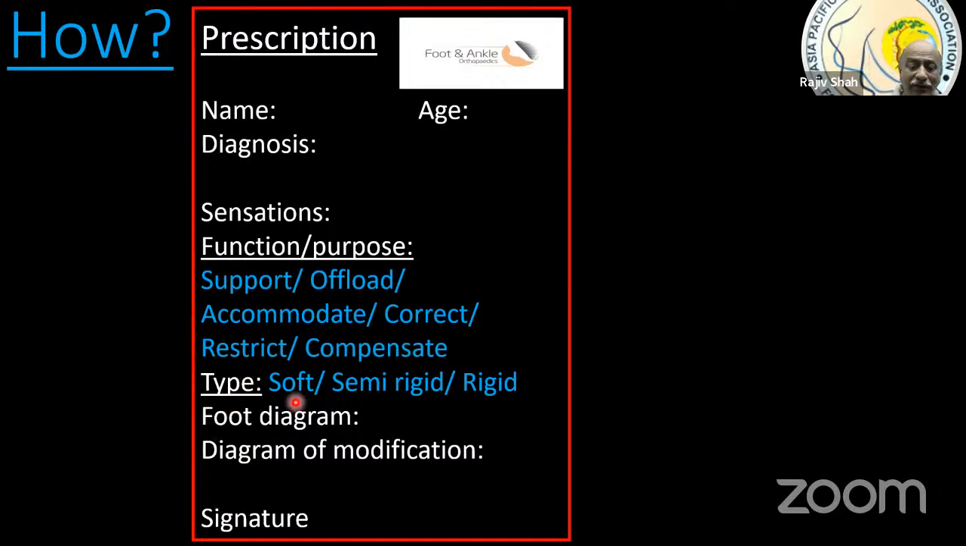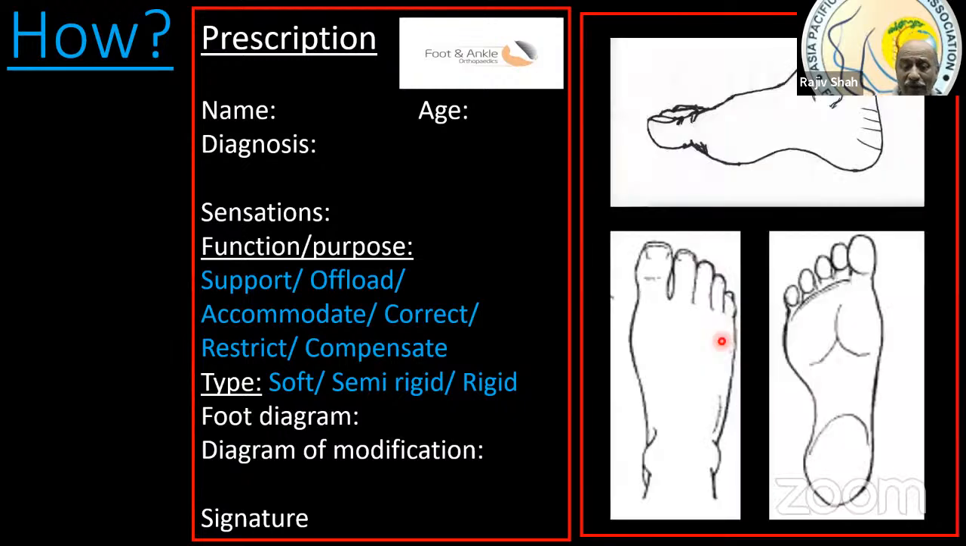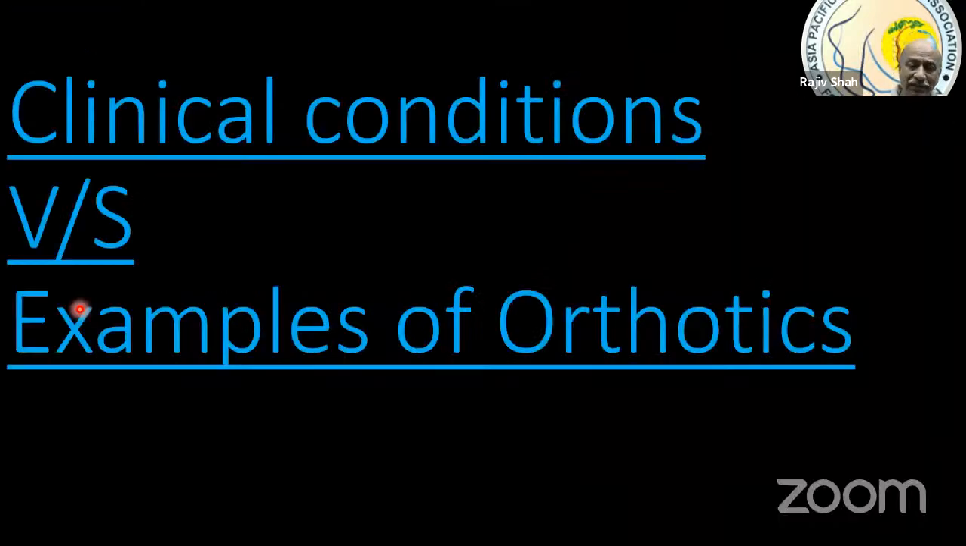And then you write down whether you want a soft, semi-rigid, or rigid material. You may draw the diagram of the foot and show the orthotist that this is the place where I want a modification. The next page, or the page behind, has this kind of foot diagram where you can draw the area you want to offload. So this is what would be an ideal orthotic prescription.